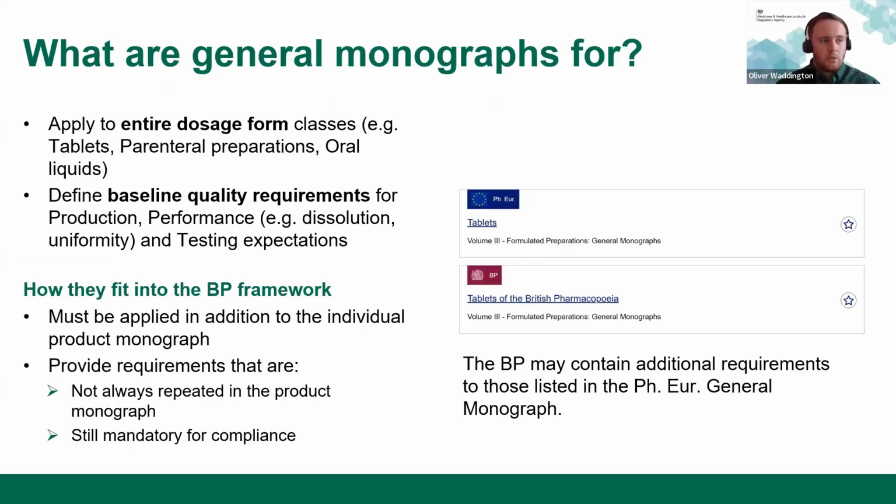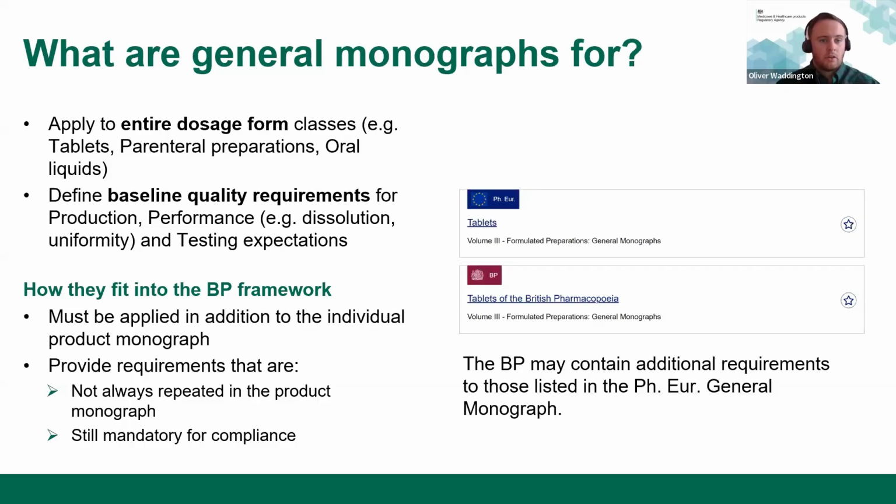So then we have our general monographs, our formulated preparations. And so these apply to entire dosage form classes. So these include things such as your tablets, your parenteral preparations, oral liquids. It also includes a general monograph for unlicensed medicines, pharmaceutical preparations, or substances for pharmaceutical use, which don't necessarily fit into that dosage form class. But these general monographs define the baseline quality requirements for things like production, performance, and they set testing expectations.